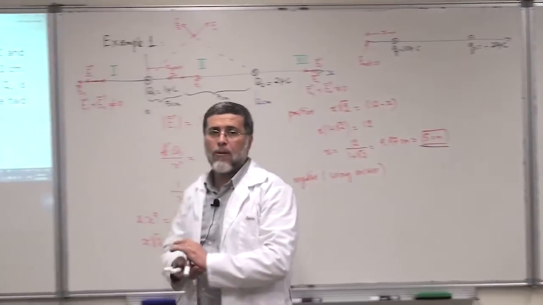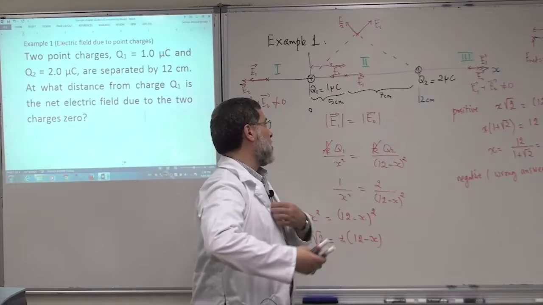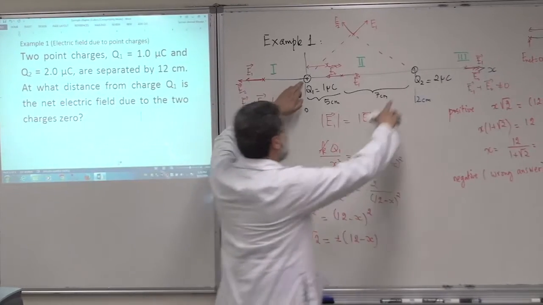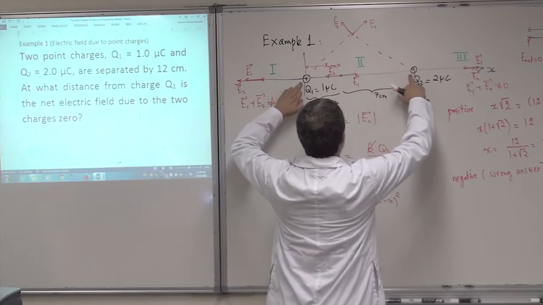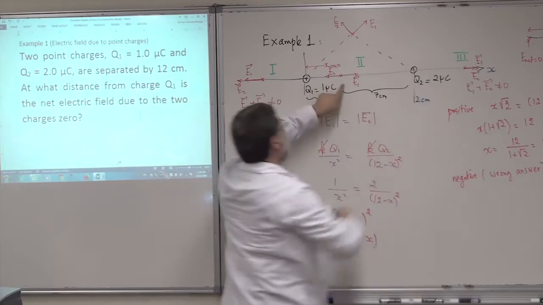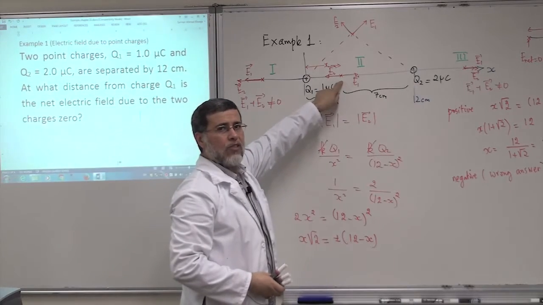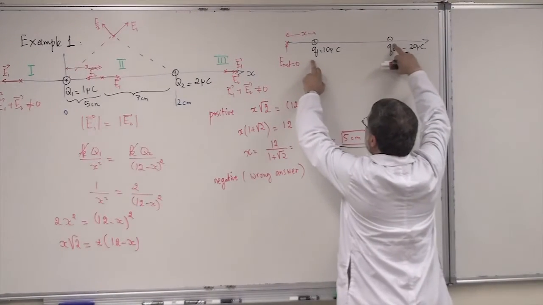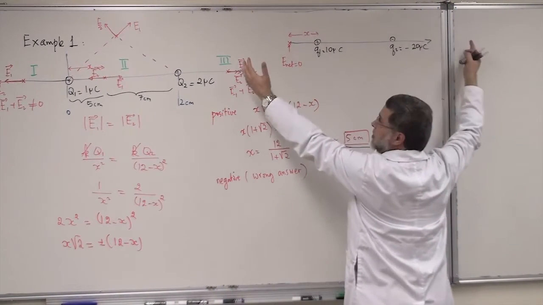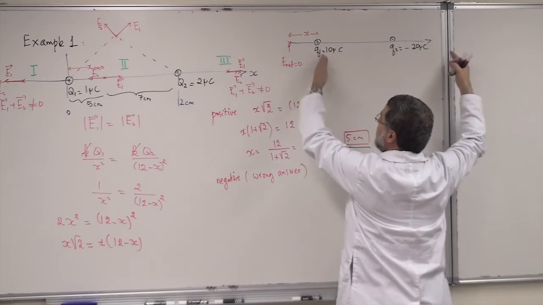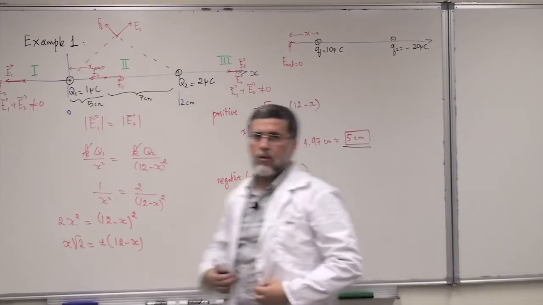So if you encounter this kind of problem, if the two charges are either positive or negative, both of them the same sign, the point where the electric field will be 0 will be between the charges. If one of them is positive and the other one is negative, the point will be outside the charges, and it will be closer to the smaller charge in magnitude.